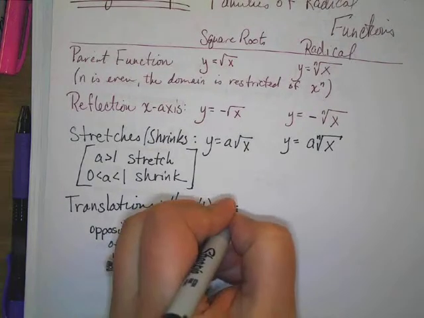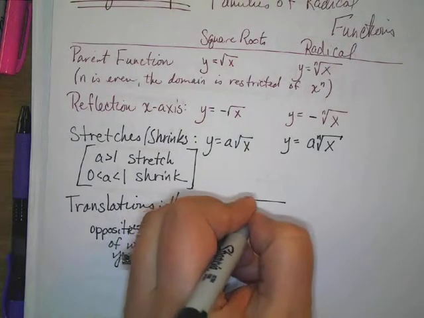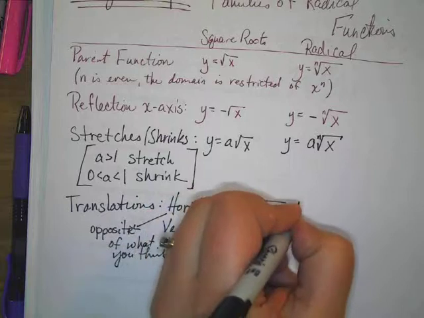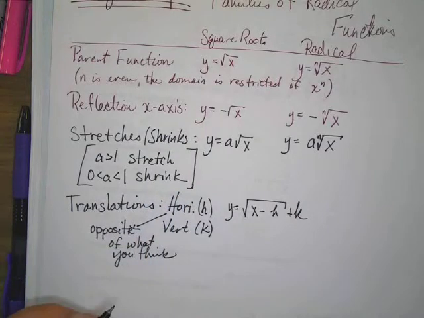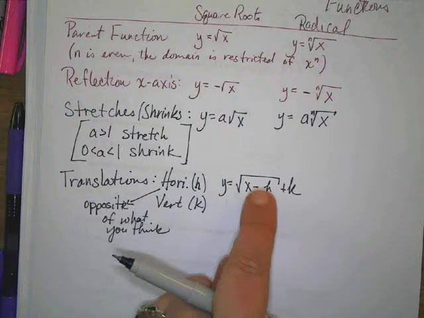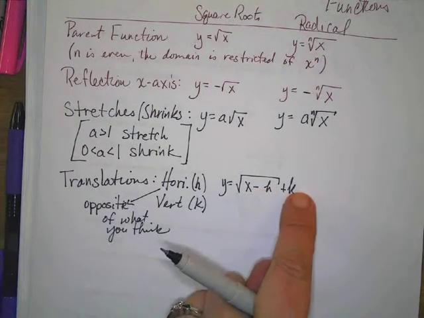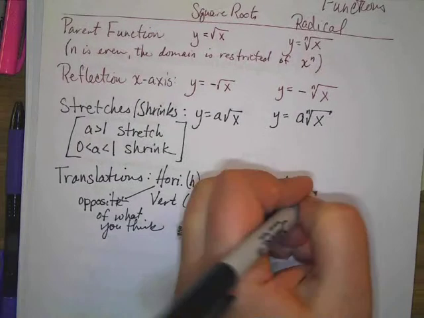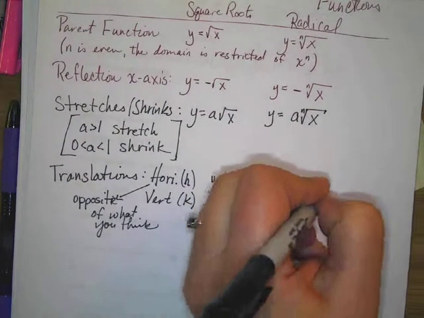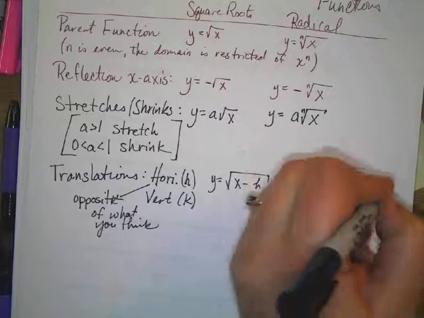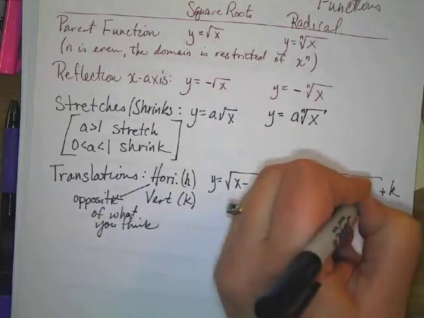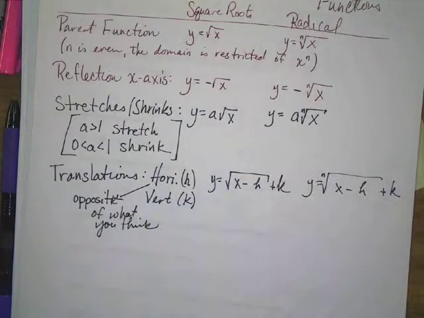So that looks like y equals the square root of x minus h on the inside plus the k on the outside. Okay? Whenever it's done on the inside with the x, it's a horizontal. If it's done outside, it's a vertical. And the same thing with the radical. It's just going to have an nth root right here. There's our k.